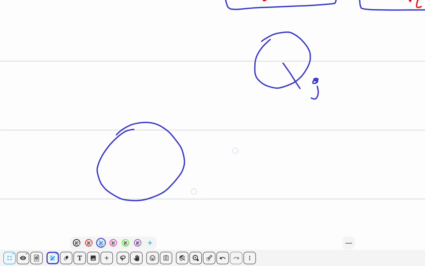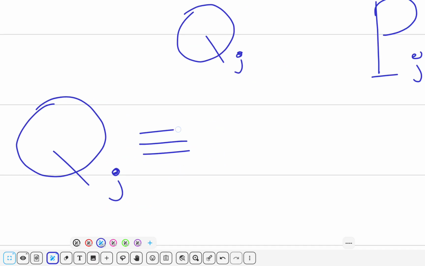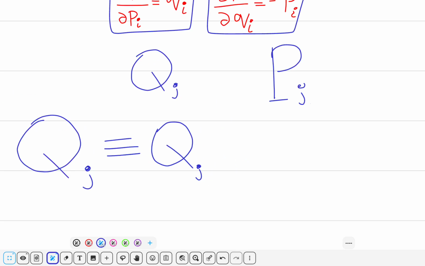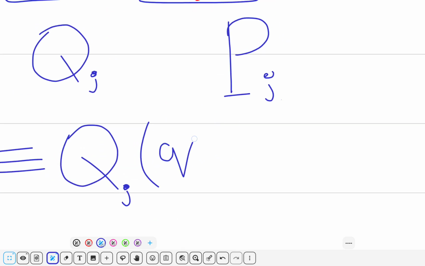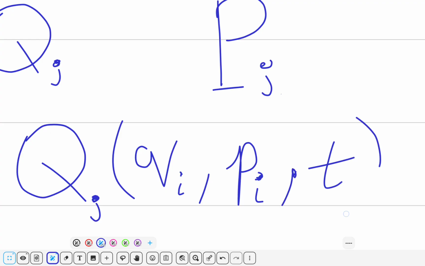So every Qj can be written as a function of all these old coordinates, Qi, Pi, and there can also be time.